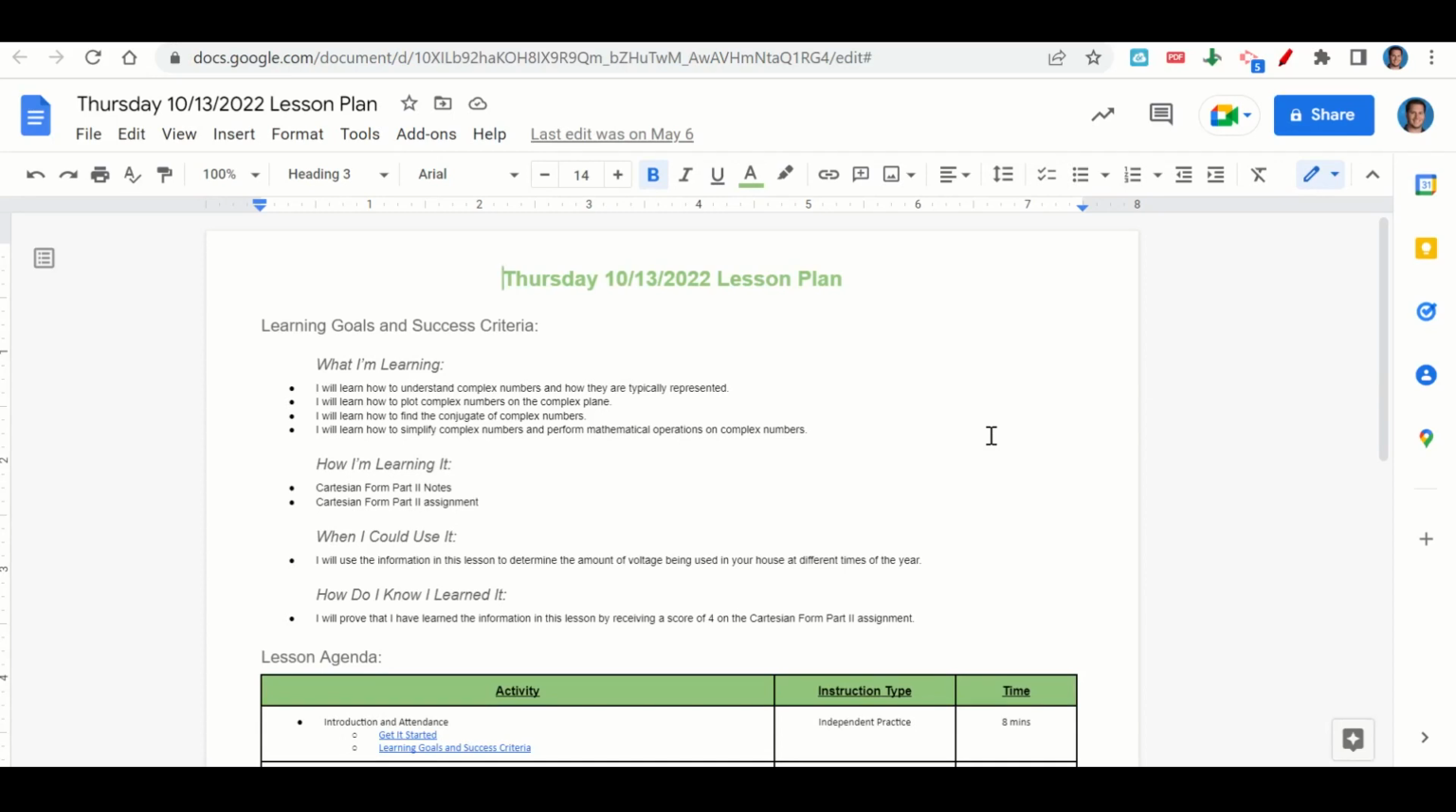First, what are we learning? We're learning how to understand complex numbers and how they are typically represented, how to plot complex numbers on the complex plane, how to find the conjugate of complex numbers, and how to simplify complex numbers and perform mathematical operations on complex numbers.